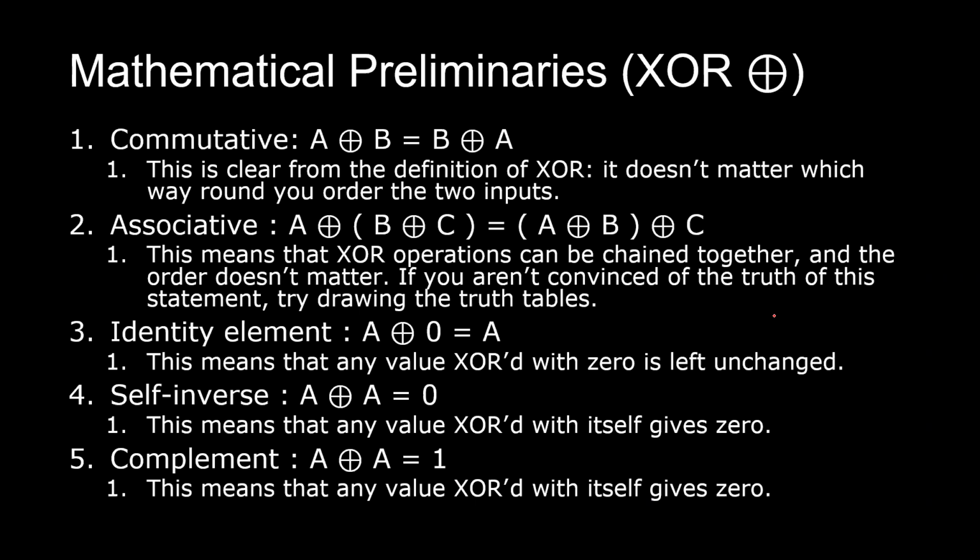So we have commutative. A XOR B will still be B XOR A. It doesn't matter which order you put it in, it'll still result in the same output.